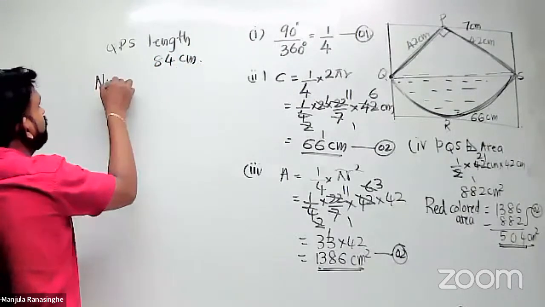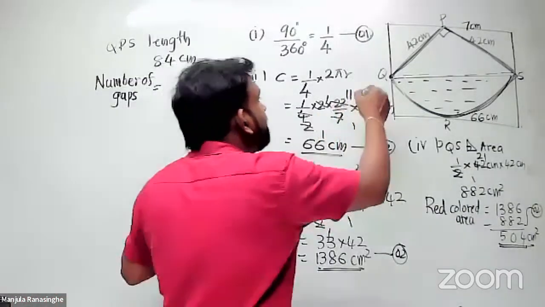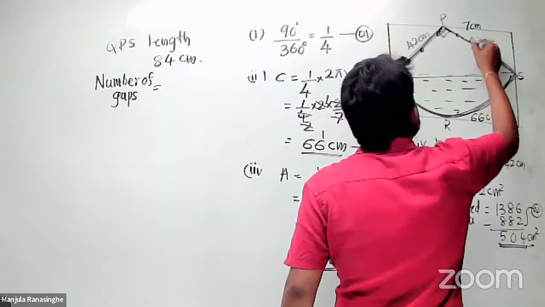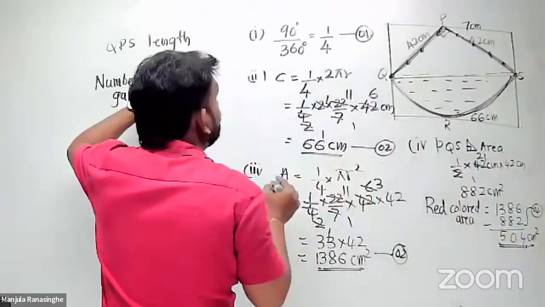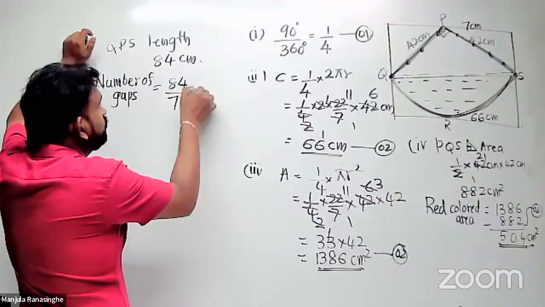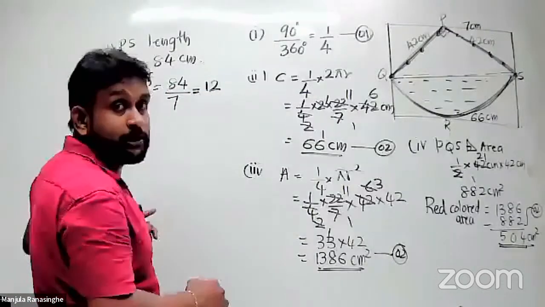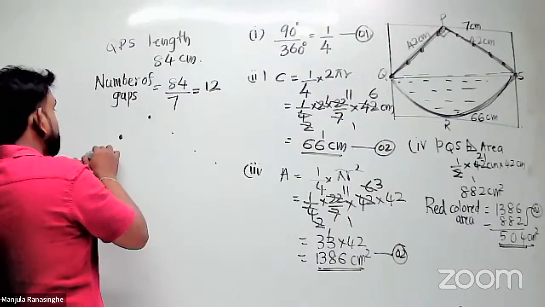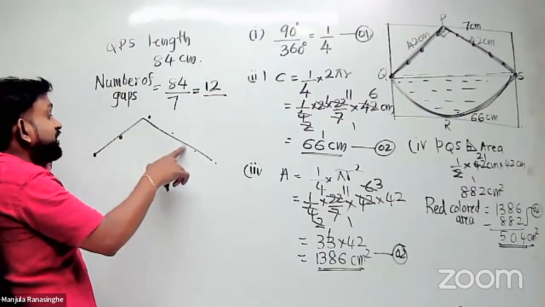So you take now the number of gaps. From here to here the buttons are pasted at 7 centimeter intervals. Number of gaps, 7 centimeter gaps: 84 divided by 7 means 12 gaps there. The buttons go along this line, with 12 gaps, and gaps means 7 centimeter gaps.